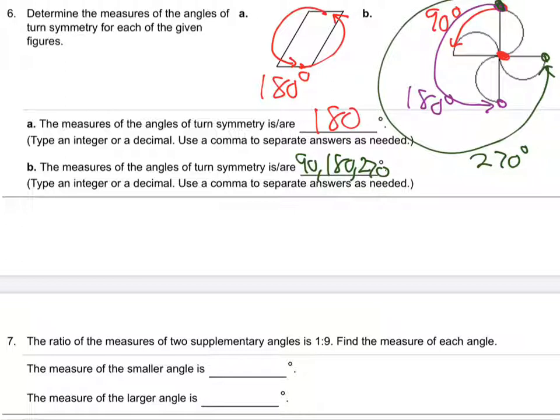All right, on to number 7. The ratio of the measures of two supplementary angles is 1 to 9. Find the measure of the angles. So how do we do that? Two supplementary angles, 1 to 9. So I'll bring it up here. We can say they're x and 9x.